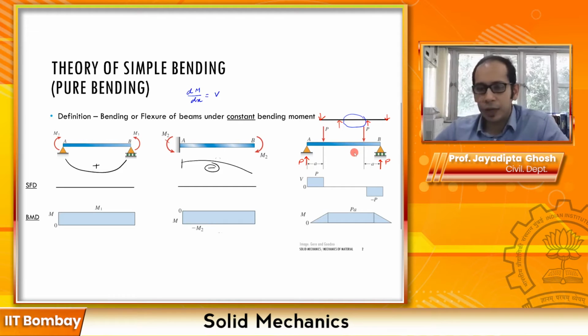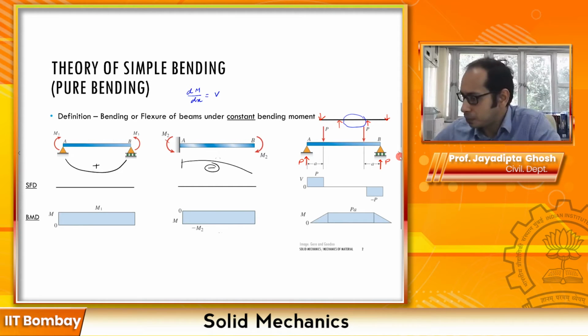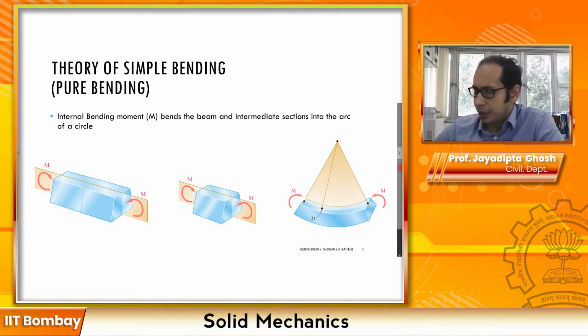So now that we know what pure bending is, essentially it is sections where the bending moment is a constant. In those regions where the bending moment is a constant, how does the beam deflect, or how does the beam behave? Let us take a look at it. So if you consider sections in pure bending, it bends the beam into the arcs of a circle.